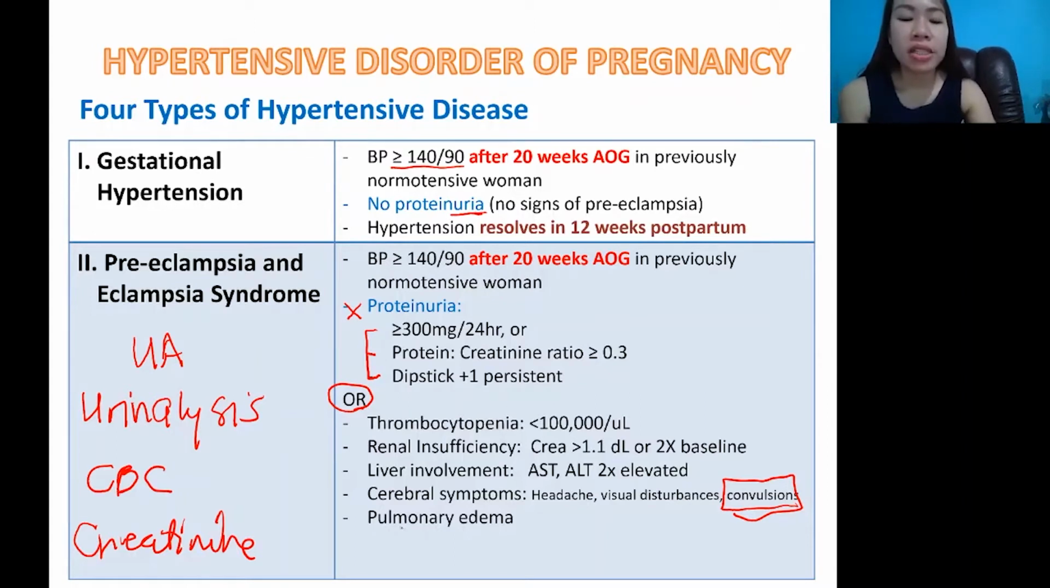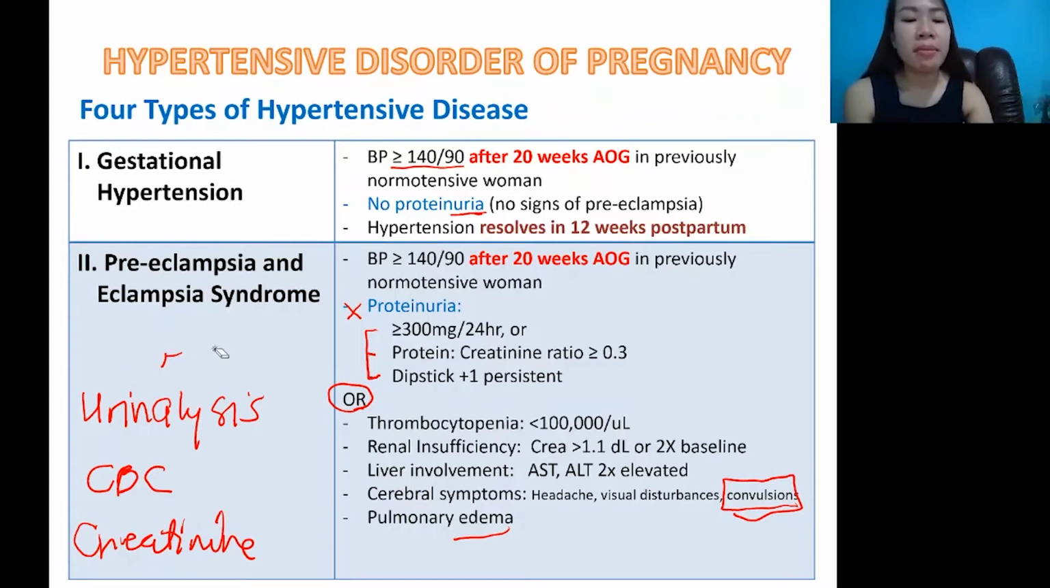Okay, and next is pulmonary edema. When we say pulmonary edema, pulmonary, it pertains to the respiratory system, di ba? Pulmonary yung lungs. Edema, ibig sabihin nagkaroon ng accumulation ng fluid sa lungs. So, paano natin ma-assess yan? Pag gumamit ka ng stethoscope, papakinggan mo yung baga ni mother, instead na clear breath sound, ang maririnig mo, maingay, o kaya may mga crackles, okay, mga rales, mga gano'n ang maririnig mo.